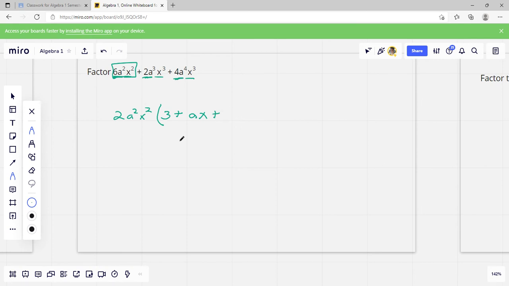How many 2's are in 4? We're on this third factor. How many 2's are in 4? 2 of them. 2 times 2 would be 4. And then we'll have 2 a's left and 1 x.